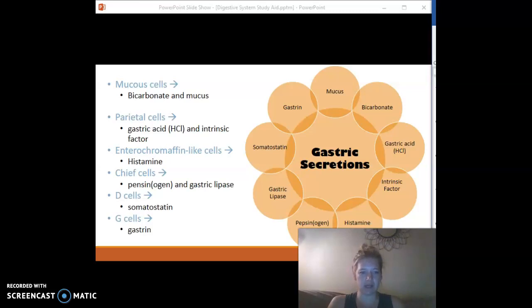Enterochromaffin-like cells secrete histamine, and chief cells secrete pepsinogen, the precursor to pepsin, and gastric lipase. Gastric lipase plays a key role in the digestion of fats. D cells secrete somatostatin, and G cells secrete gastrin. So I will go over a little bit more what each of those secretions does, but those are the cells that are responsible for releasing them, and each of them are triggered by a different event.